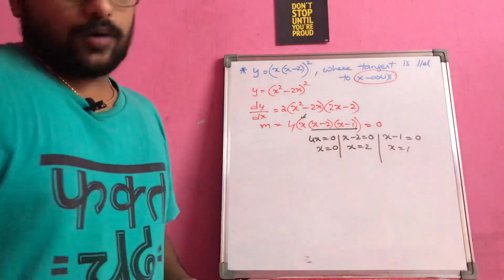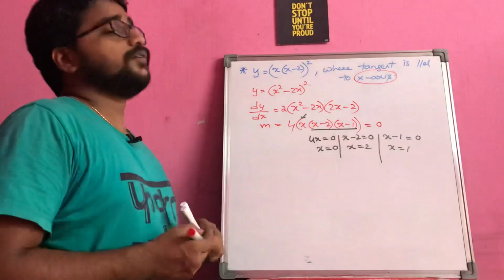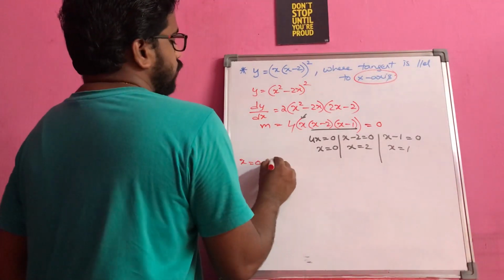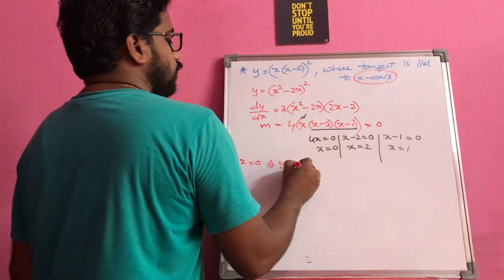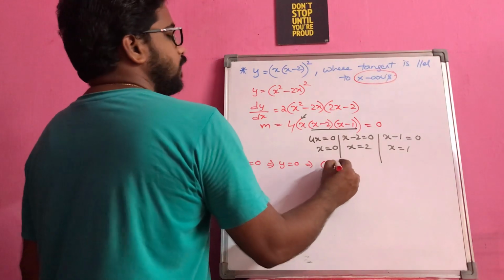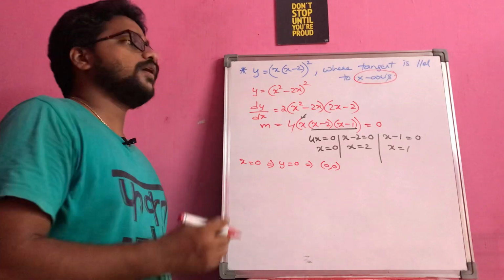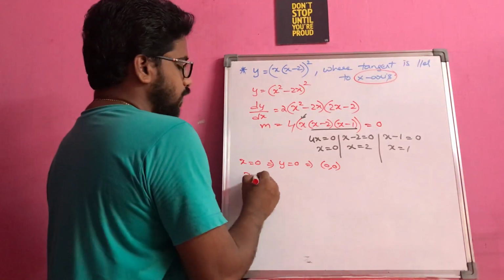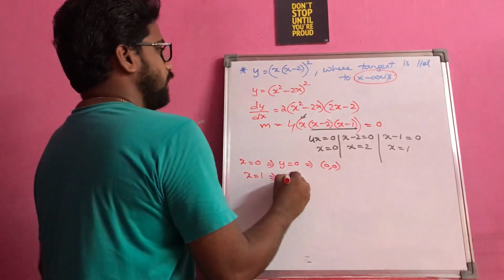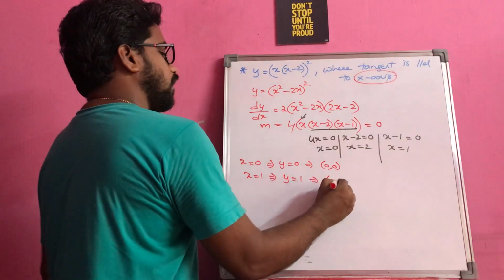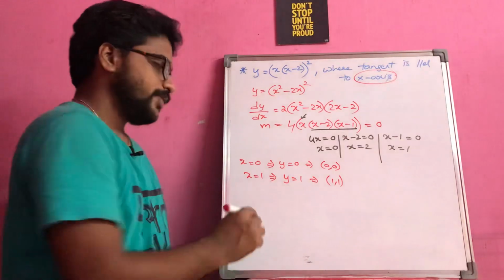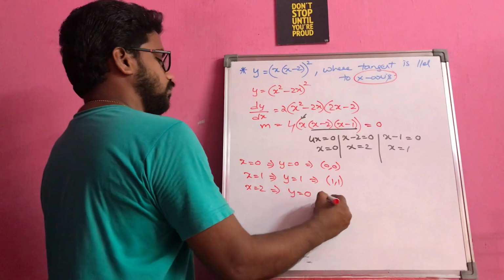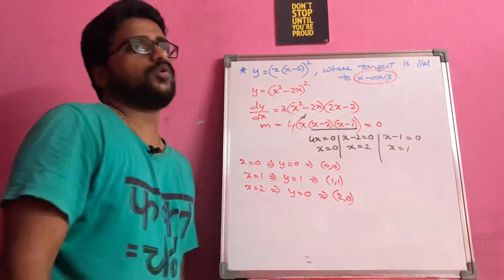Right? Now, we have to find out the points on the curve. So if I take x is equal to 0 and substitute here, I am getting y is equal to 0, indicating that at (0, 0) you are getting a curve that is parallel to the x-axis. Similarly, if I substitute x is equal to 1, then I am getting y is equal to 1, implies (1, 1) is another point. If I substitute x is equal to 2, then I will be getting y is equal to 0. That means again I am getting (2, 0).